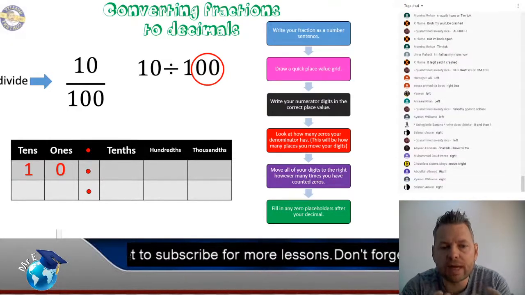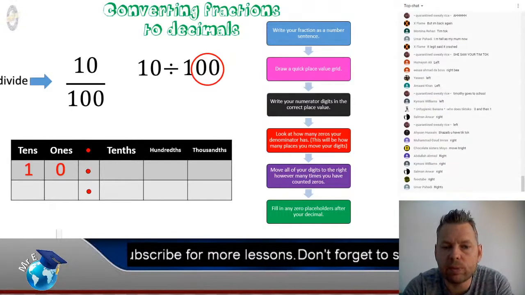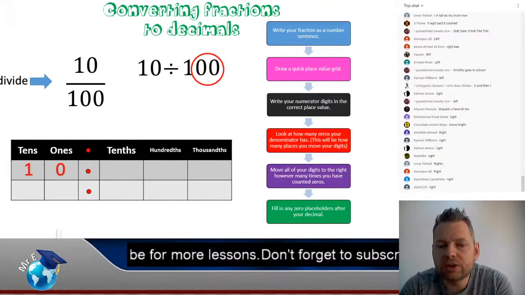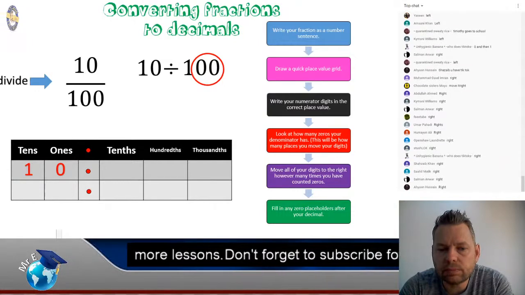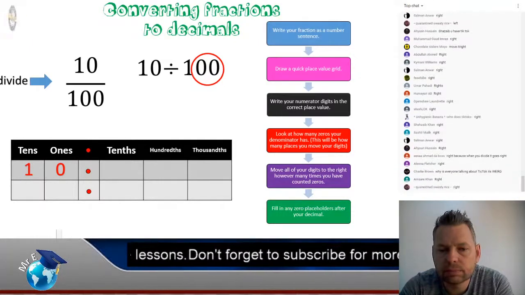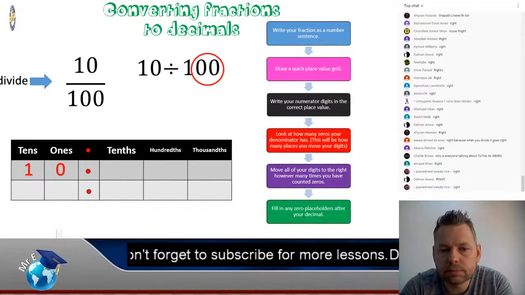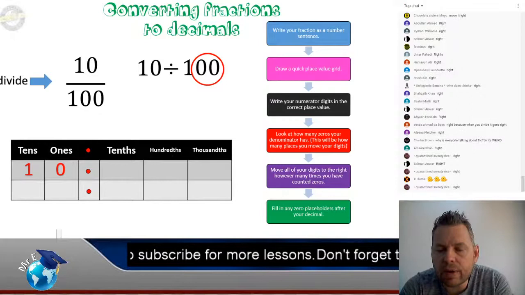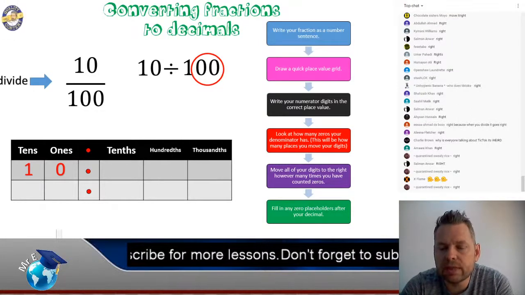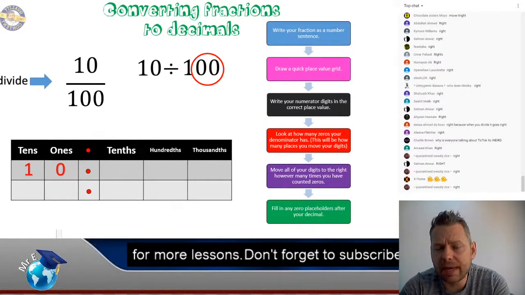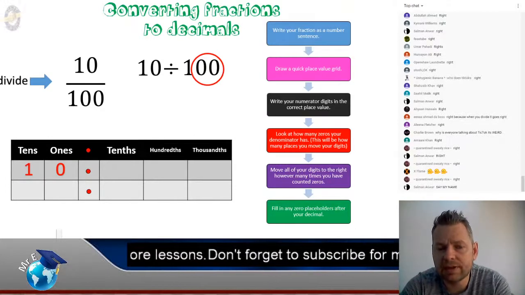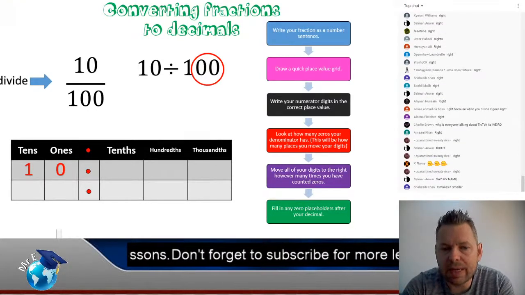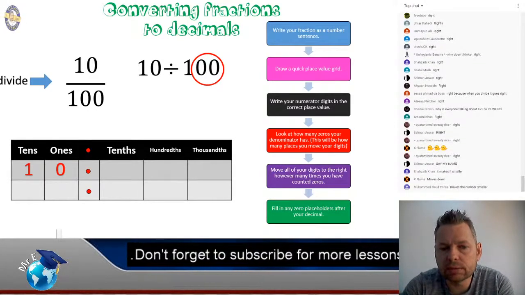So I'm going to move them to the right because what's the reason? Why am I moving them to the right? What does division do? Well done, Issa. So when you're moving to the right, it makes the number smaller. So the reason I'm going to the right is because I know I'm going to make this number smaller. 10 divided by 100 is going to make it smaller. Okay?